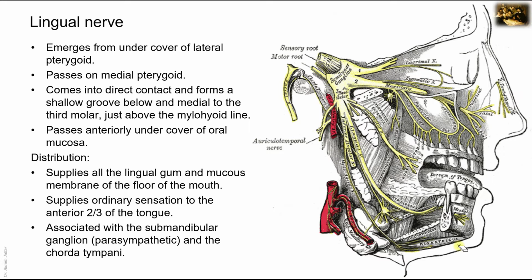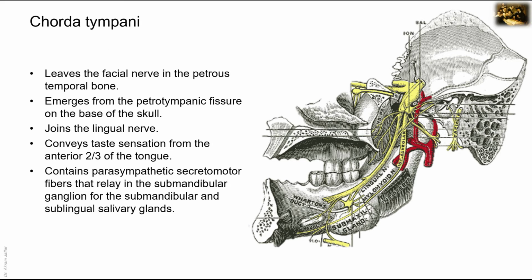But these are not the only fibers that are carried by the lingual nerve. The lingual nerve carries some fibers that join the nerve from the chorda tympani. I'm going to talk about it in a moment. And also it is connected here, as you can see, to another ganglion, a parasympathetic ganglion, which is the submandibular ganglion. So let's deal with the chorda tympani, and this is a branch from the facial nerve.